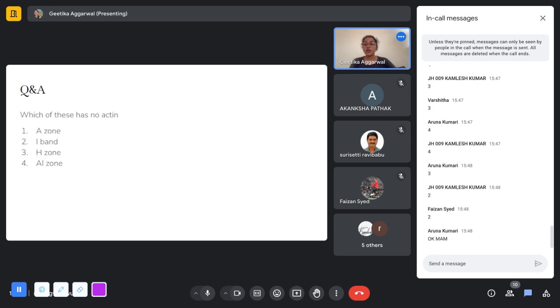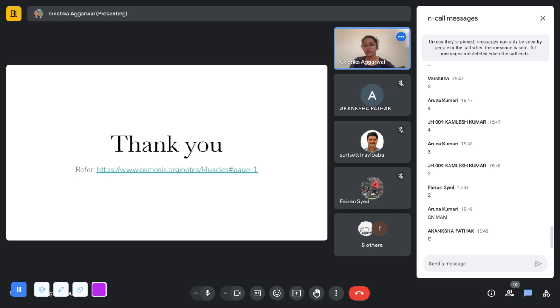Okay. So next question: which of these has no actin? Which of these zones does not have any actin? C. Correct. So basically, the H zone is the zone that just contains myosin filaments with no overlap of the actin filaments. So the H zone. Thank you.